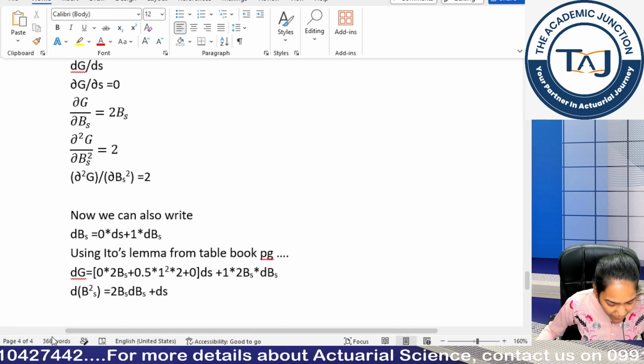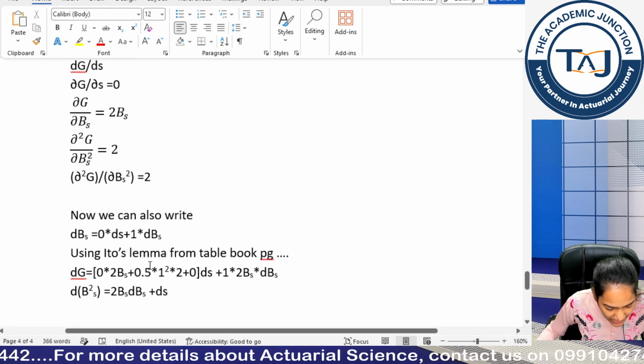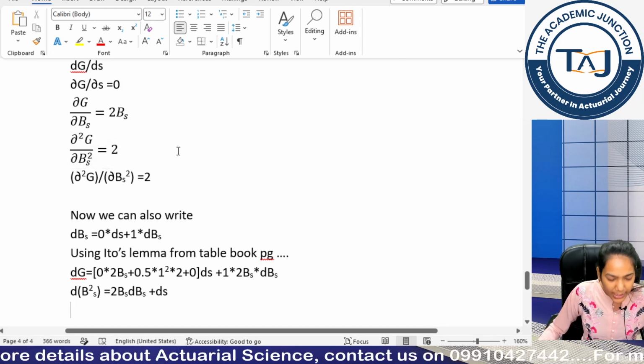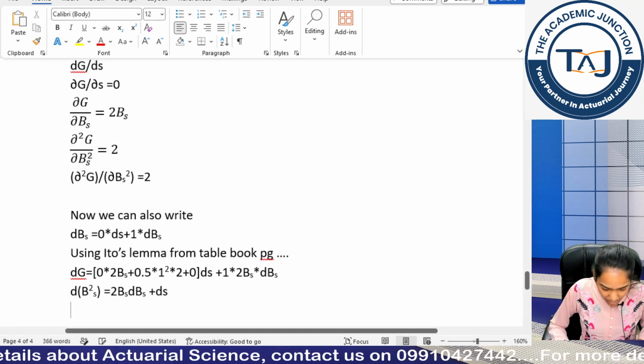For example, what will change now? Using Taylor's expansion from the tables book page number this, you can just expand the things and you can get the things. Okay, now we have to integrate.